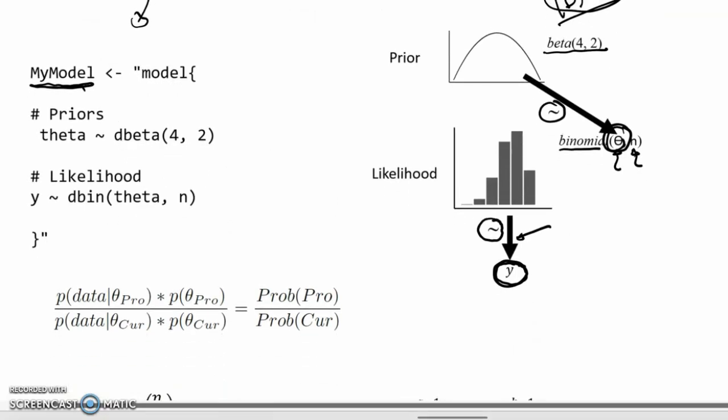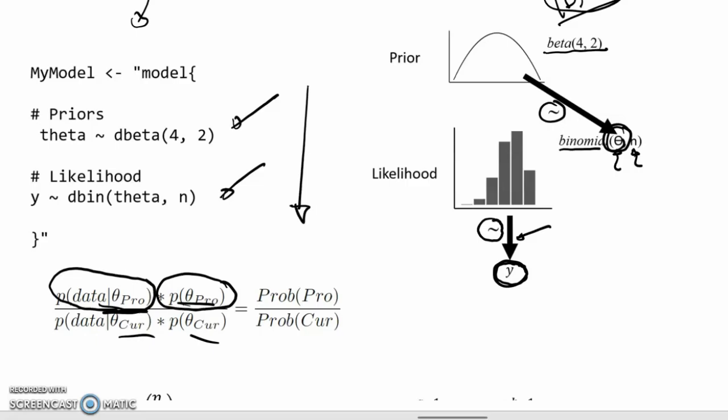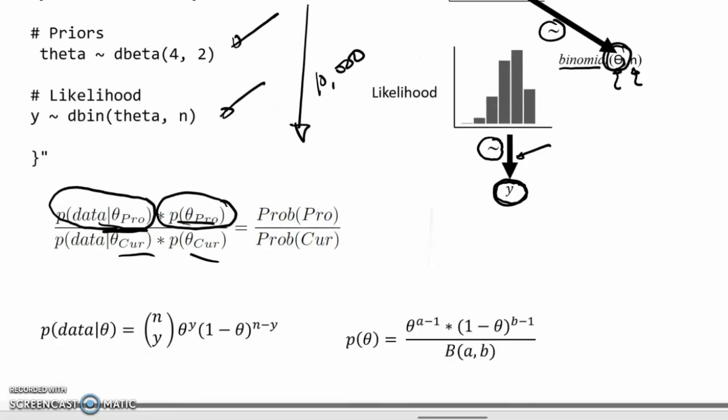But in any event, we provided enough information that runjags can do the Markov chain Monte Carlo. Because remember, the whole idea is it needs to be able to evaluate both the likelihood and the prior for both proposed and current values of theta. And we've given it enough information that it can do that. So we're going to set this thing on a random walk. It's going to go through probably 10,000 iterations of this.